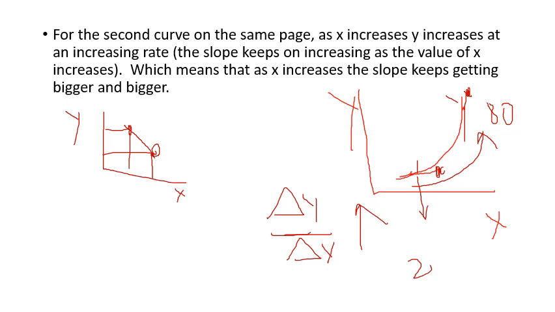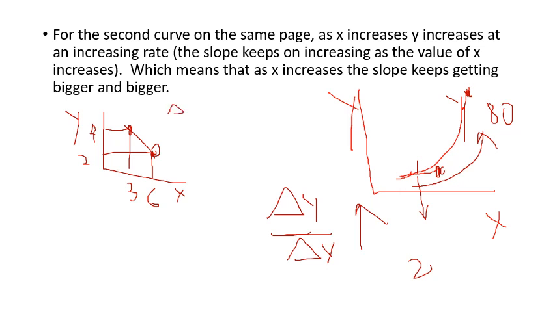This point is probably 6 and 2. This point is probably 3 and 4. What is the slope here? Delta y divided by delta x. It depends on where you start. When x was 6, y was 2. When x got reduced to 3, y got increased to 4.